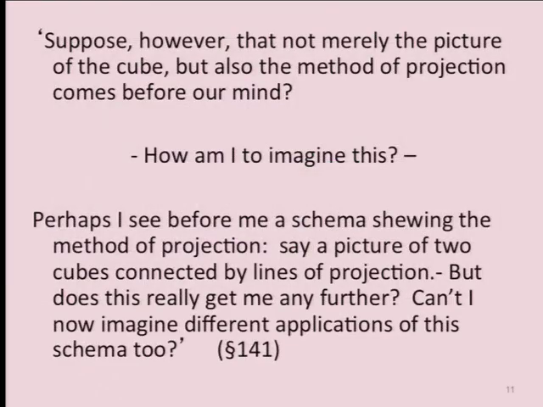So here's Wittgenstein. "Suppose, however, that not merely the picture of the cube, but also the method of projection comes before our mind. How am I to imagine this? Perhaps I see before me a scheme showing the method of projection. Say a picture of two cubes connected by lines of projection. But does that really get me any further? Can't I now imagine different applications of this schema too?" So is that plain as day and completely uncontroversial, what he's saying? Yeah.